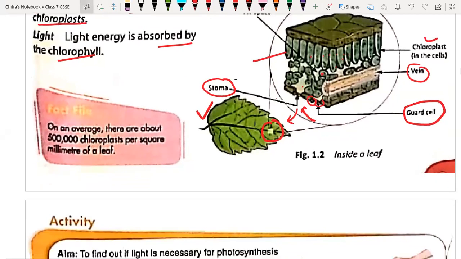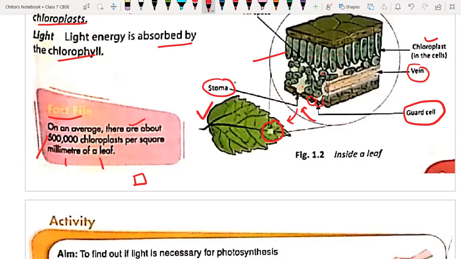One fact we are going to cover here, a very important fact. On an average, there are about 5 lakh chloroplasts per square millimeter of the leaf. See, a millimeter is a very small part. So per square millimeter area contains about 5 lakh chloroplasts.